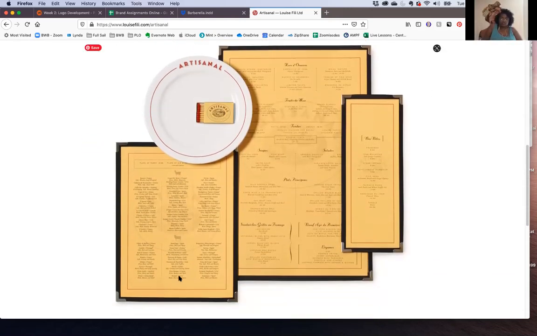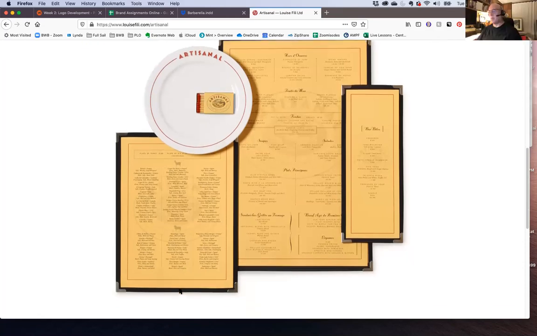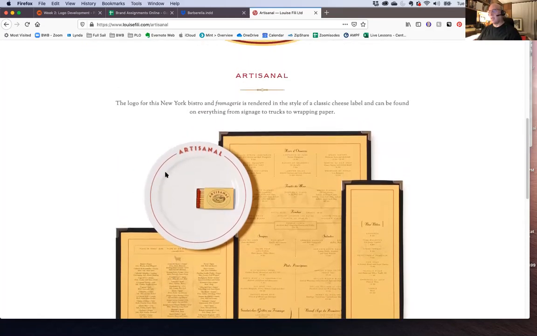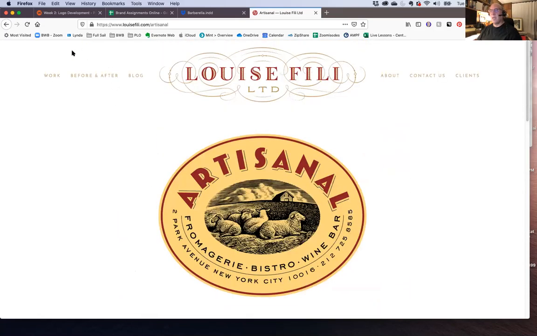And you can see it comes through in her impeccable typography, design, look. So if you get a chance, go to louisefili.com and check out some of her work.